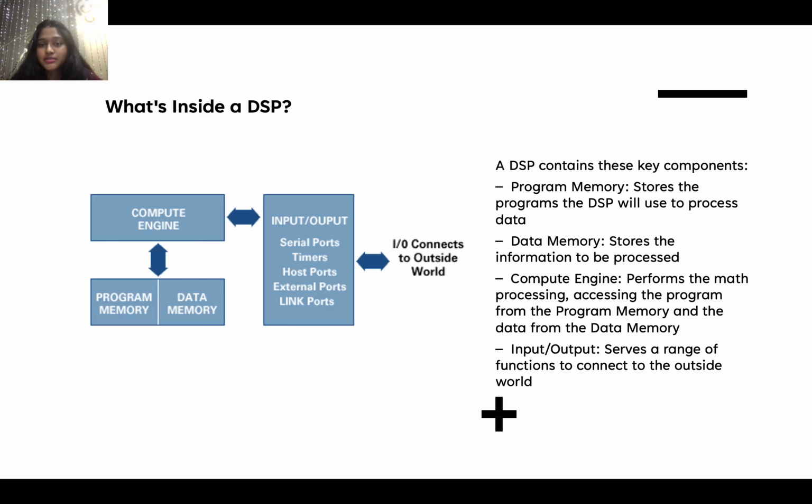What is inside a DSP? It contains program memory, which stores the programs the DSP will use to process data; data memory, which stores the information which is to be processed; a compute engine, which performs the math of processing, accessing the program from program memory and data from the data memory; and an input and output, which serves a range of functions to connect to the outside world.